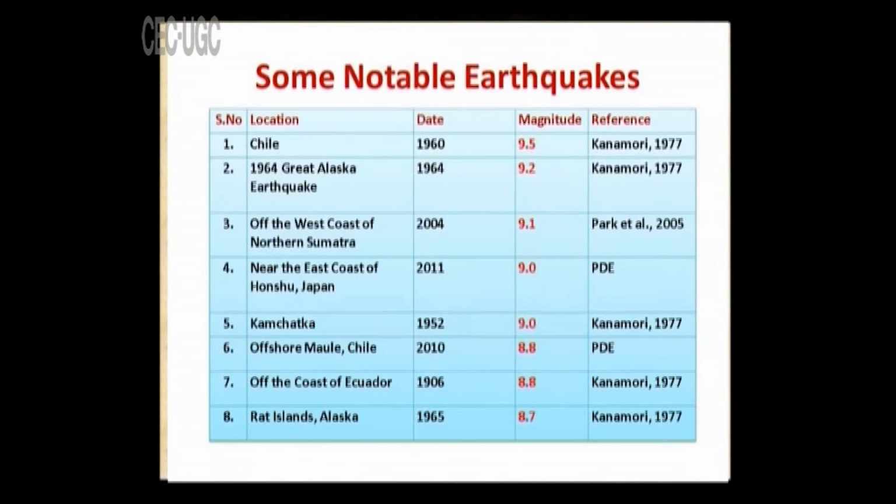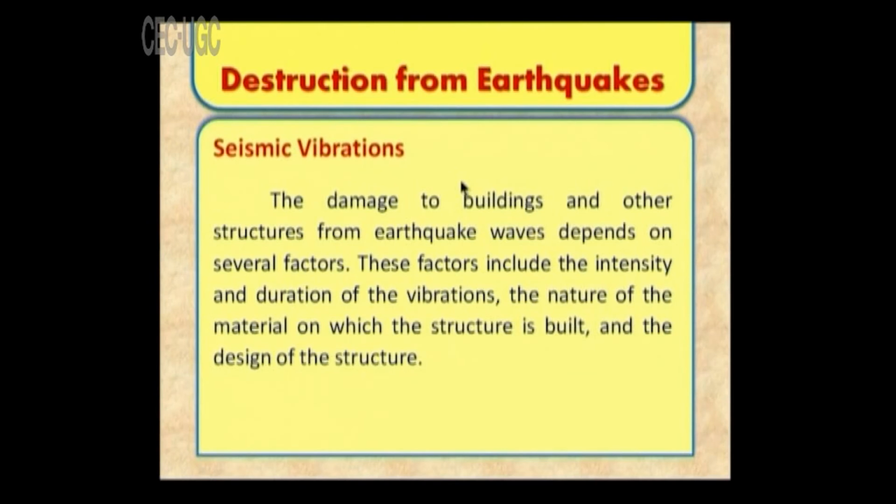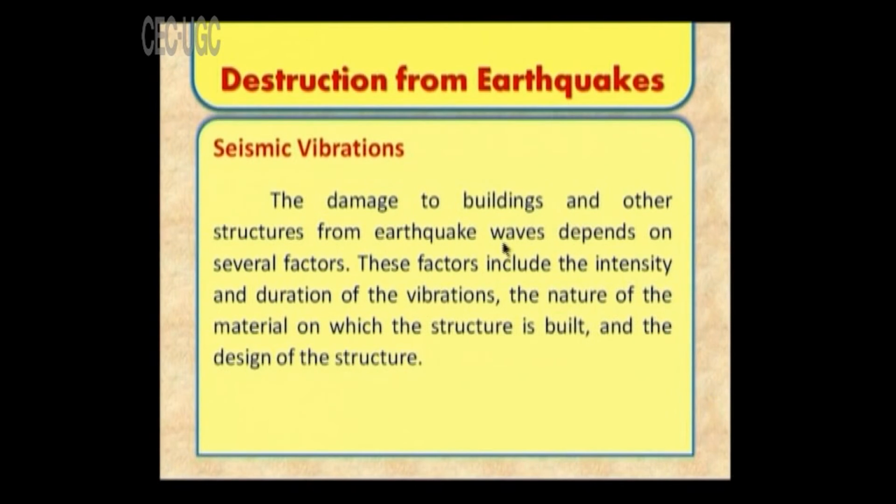So, like that you can see here most of the magnitudes are above 6.5. So, you can get more damage. So, seismic vibration is also more. What we mean by seismic vibration is that wherever the earthquake occurs, the waves come out, which we call seismic waves. How much vibration acts at the earthquake place, we call seismic vibrations. Damage to buildings and other structures from earthquake waves depends upon several factors.